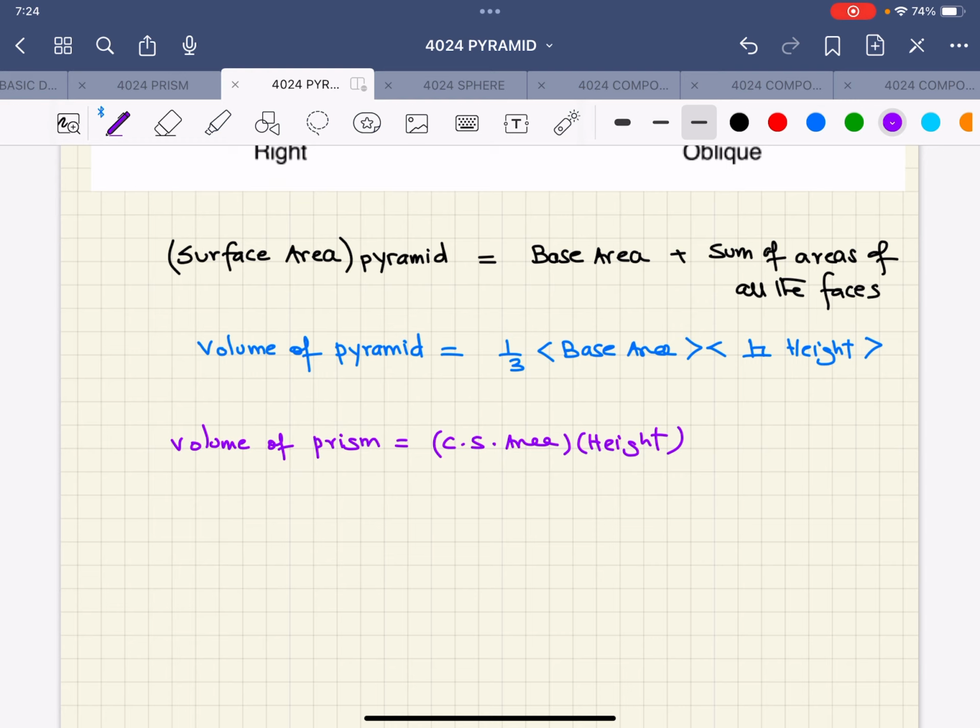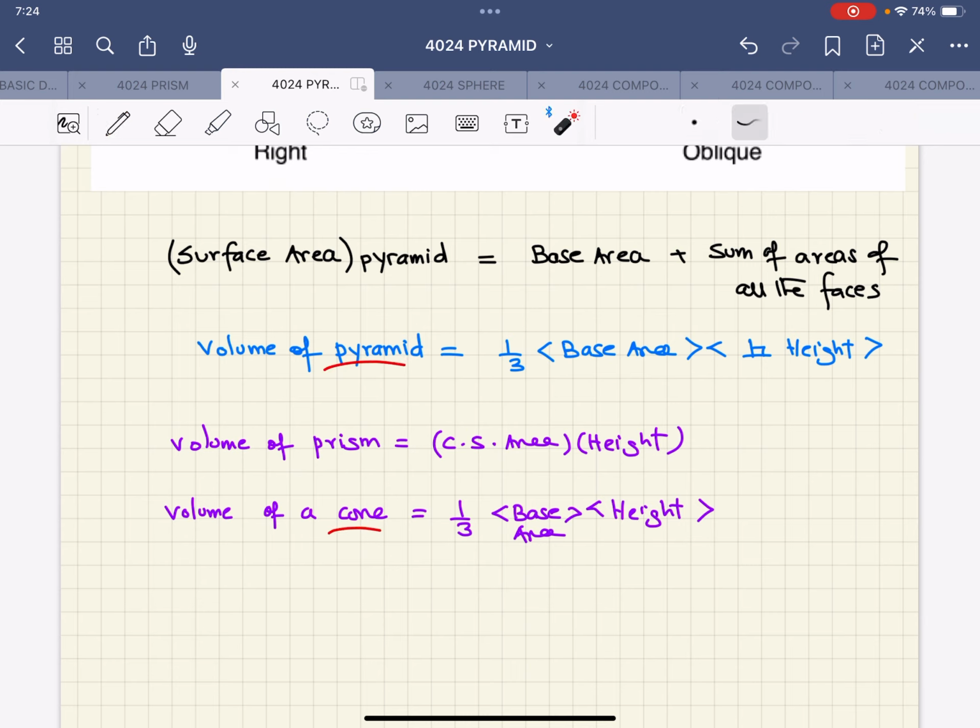When we talk about the volume of a cone, that is 1/3 into base area into height. So now, if I talk about a pyramid, a pyramid is very closely related to a cone. 1/3 is over here, 1/3 is over here. So basically, I wanted to relate a cone with a pyramid. Base area is there, base area is there. And perpendicular height is there, perpendicular height is there. So let me write perpendicular over here.